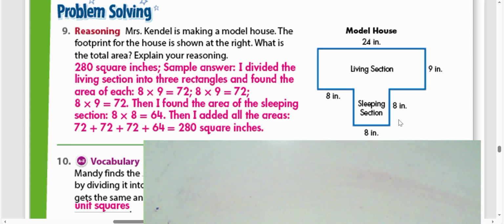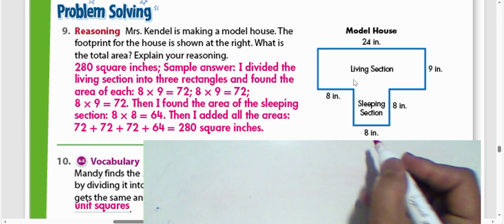The simple answer: I divided the living section into 3 rectangles and found the area of each. 8 times 9, 72, and 8 times 9 also 72. He can divide it from here, this part, area 1, area 2, and area 3, okay? First, 8 times 8 is 64, or he can divide it like this. Just look at here, what he wrote here is the answer.